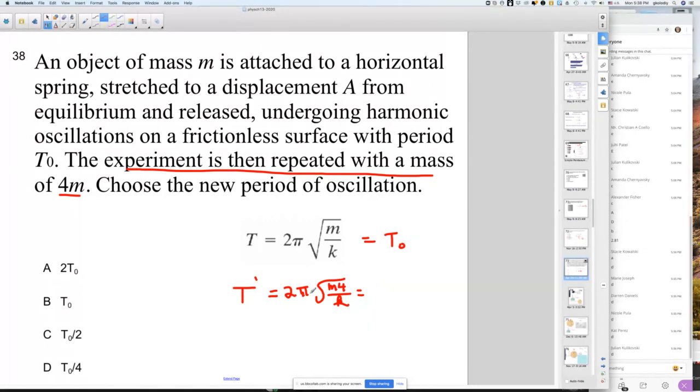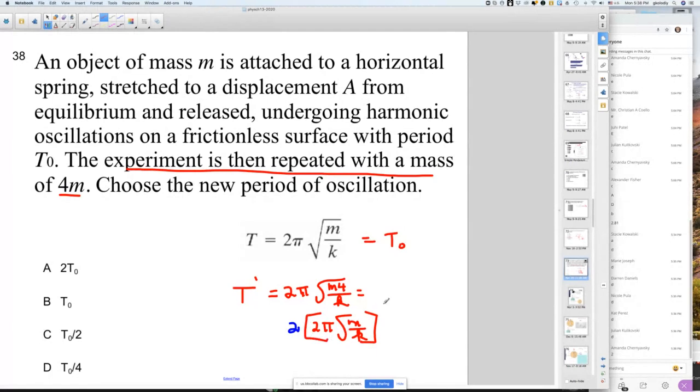Well, what's the square root of 4? I think it's 2. So you get 2 times 2 pi square root of m over k, because the 4 came out already, right? There's the 4.